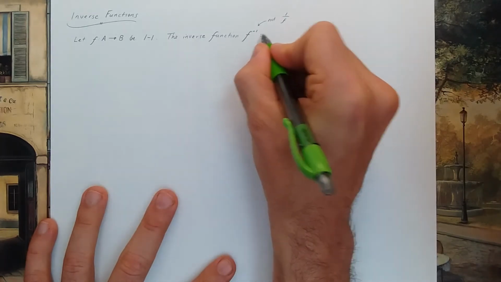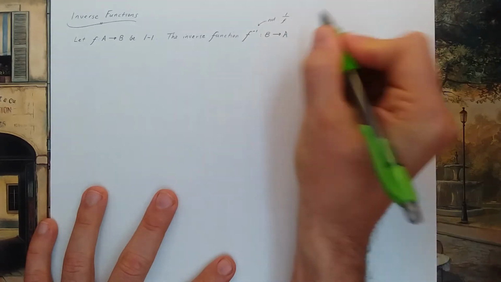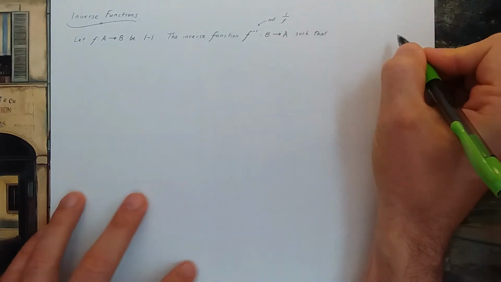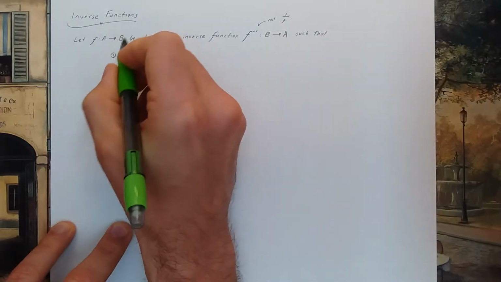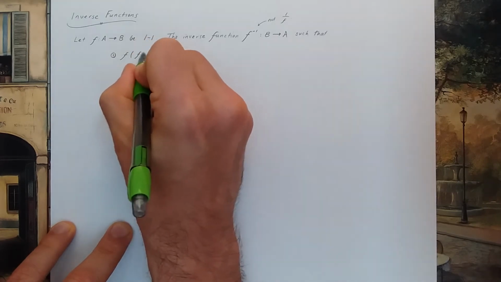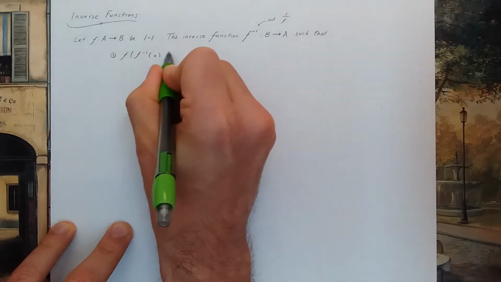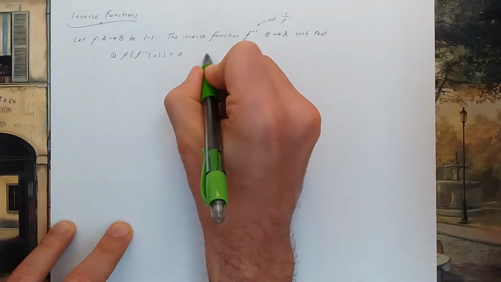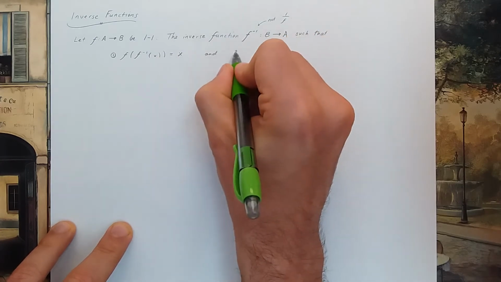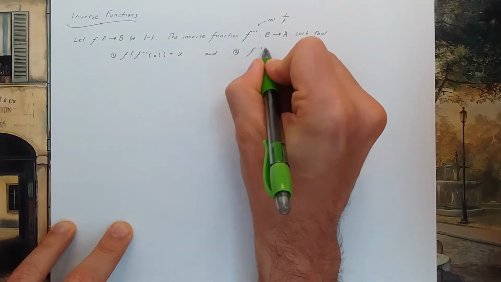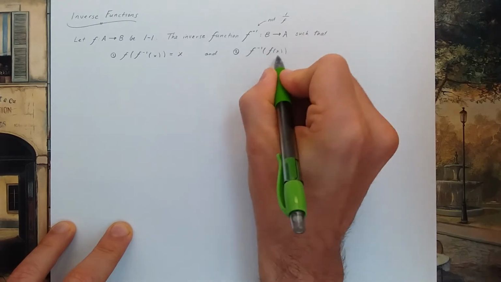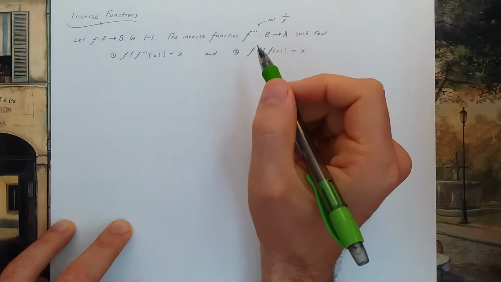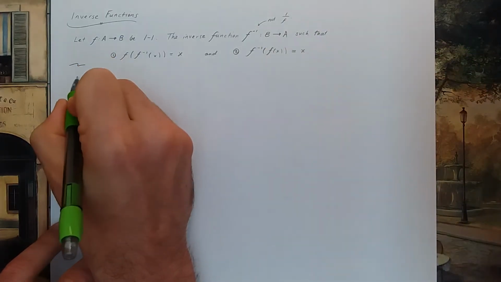But the inverse function is a function from B to A such that two things happen. Number one, if you compose the two functions, so if you put f inverse inside of the function f, you just get back x. And second, if you compose them in the other order, so if you put f of x inside of f inverse, you also just get back x. Let's see some examples.